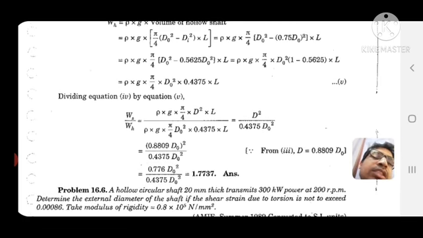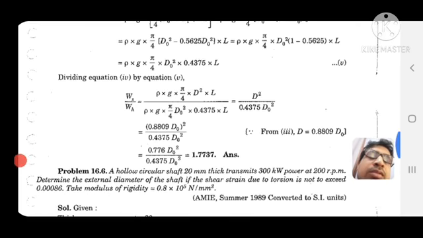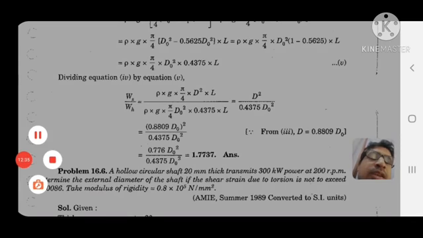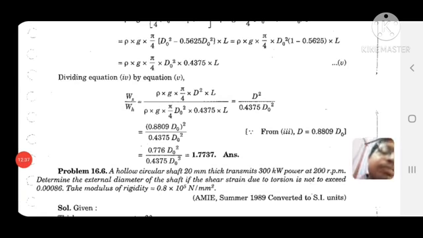Rho into g into pi by 4 d0 square minus 0.5625 d0 square into L. So rho g pi by 4 d0 square, 1 minus 0.5625, into L. So therefore that is equal to rho g pi by 4 d0 square into 0.4375 L.